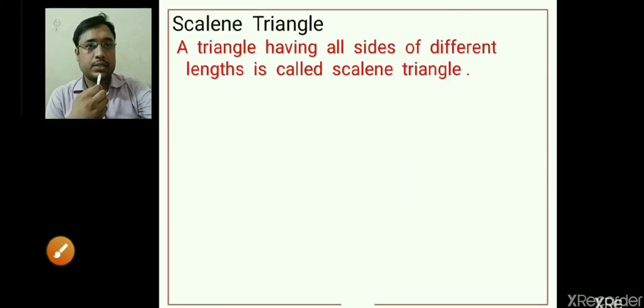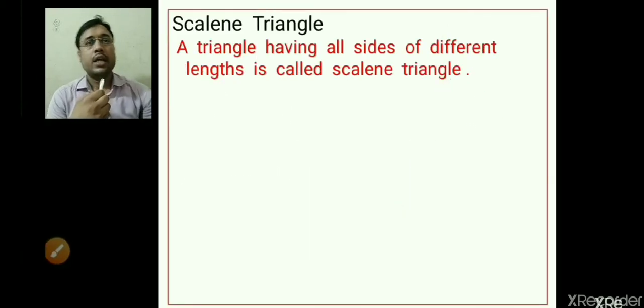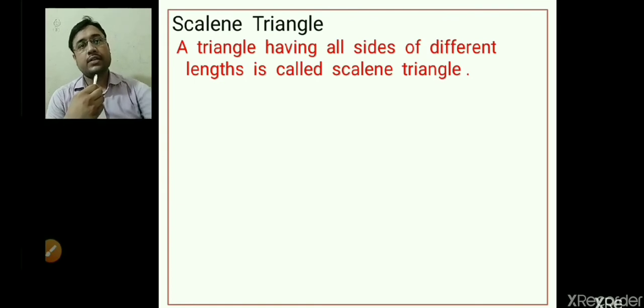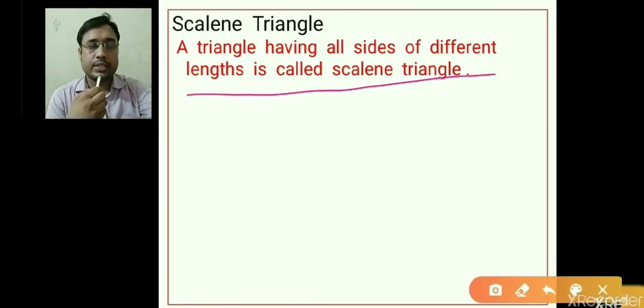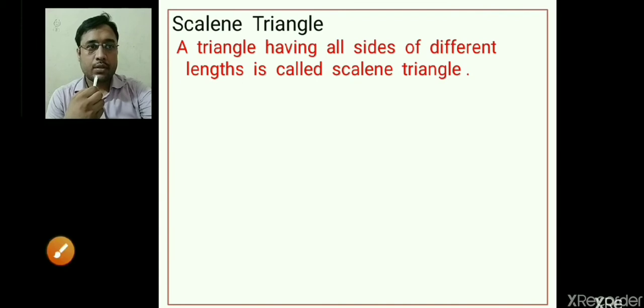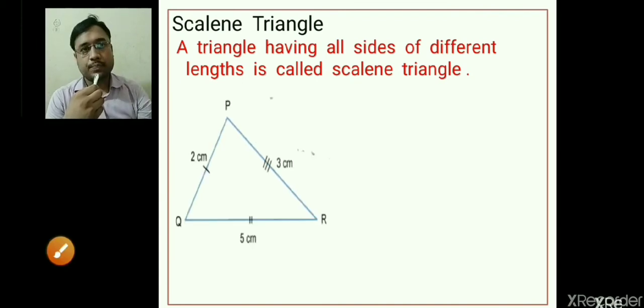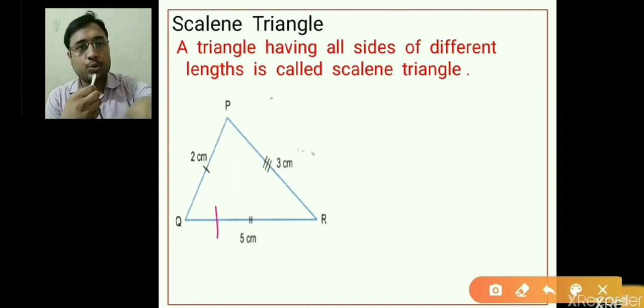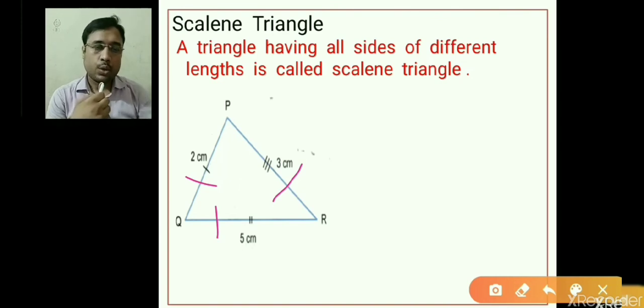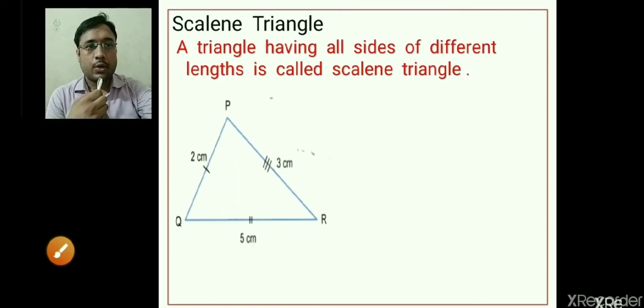Next you will see the scalene triangle. A scalene triangle has all sides of different lengths. In this diagram you can see QR is 5 centimeters, QP is 2 centimeters and PR is 3 centimeters. So all the sides are of different measurement. So this is a scalene triangle, okay.